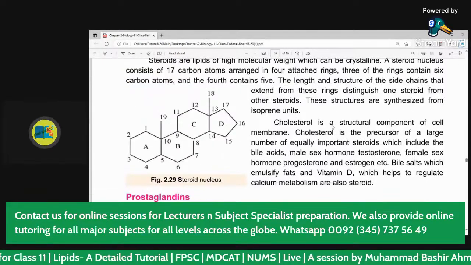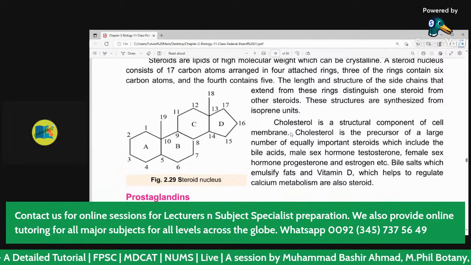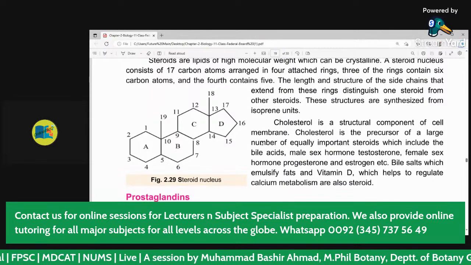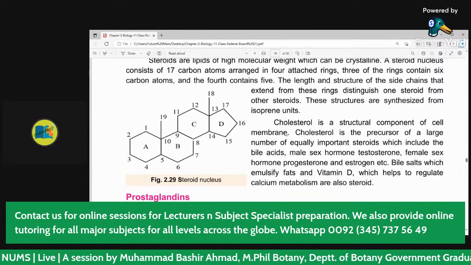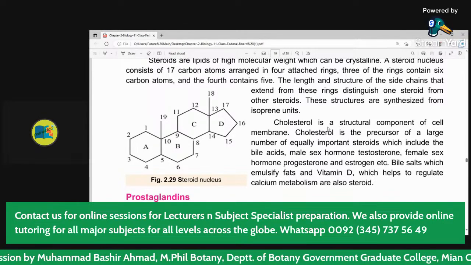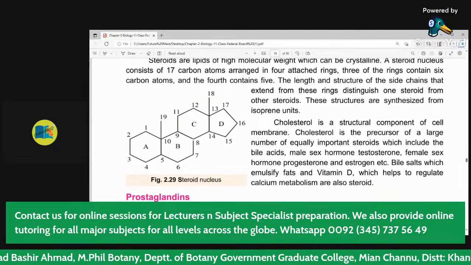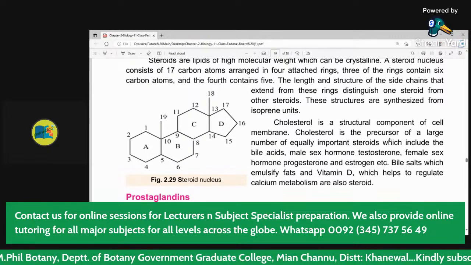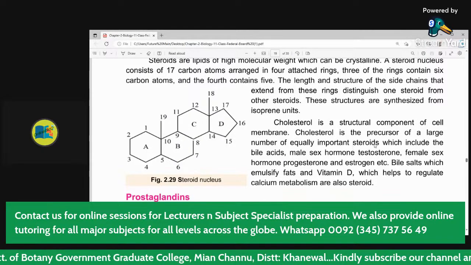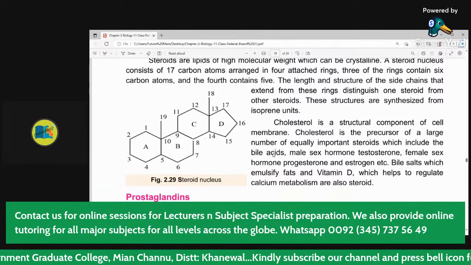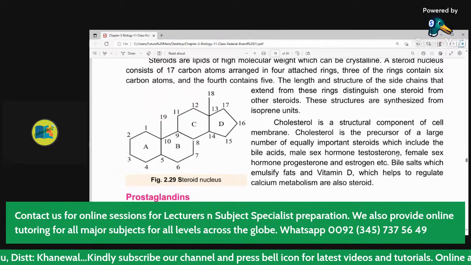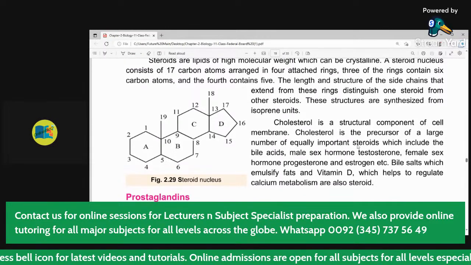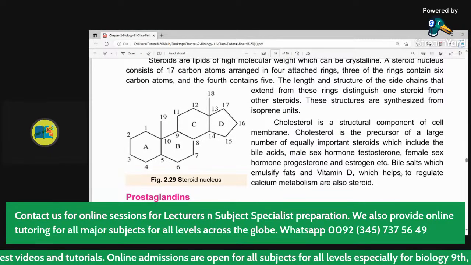And cholesterol is a structural component of cell membrane. We studied that phospholipids are present in cell membrane, so cholesterol is also a structural component of cell membrane. Cholesterol is the precursor of a large number of equally important steroids, which include the bile acids, male sex hormone testosterone, female sex hormone progesterone, and estrogen.